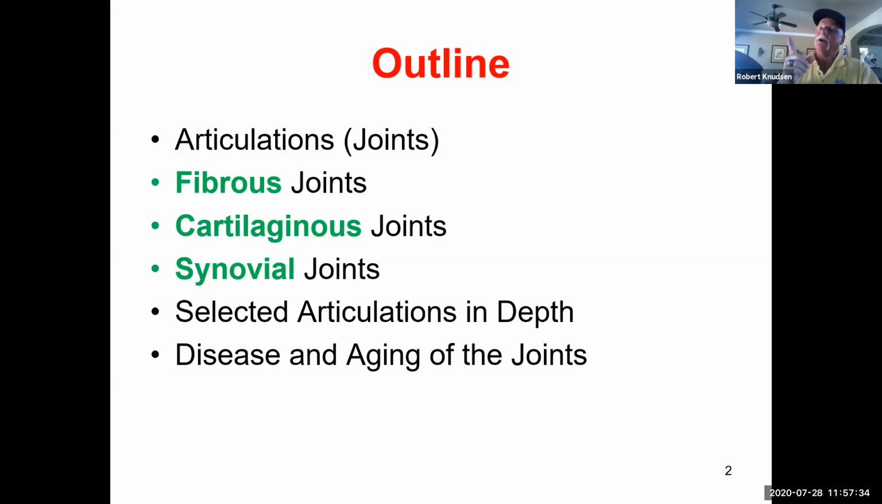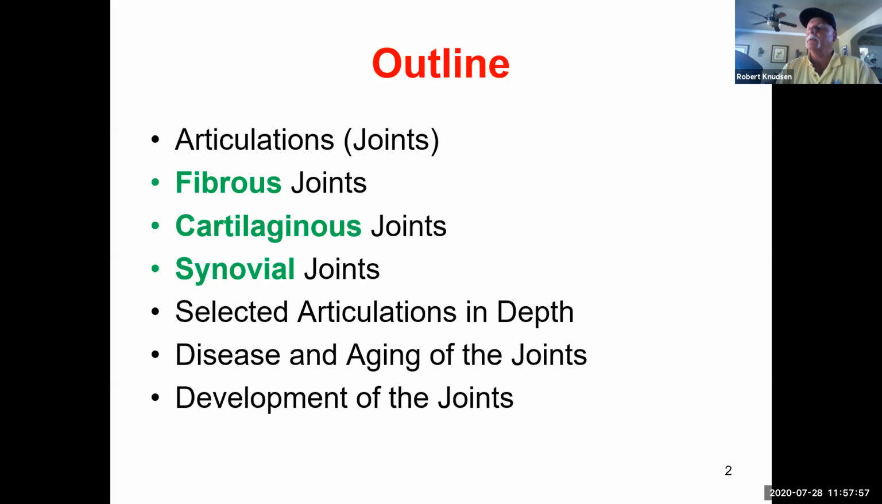Aging of joints, I'll talk about that because the human population is living much, much longer, and we're starting to see age-related problems. You've heard about arthritis. That's one of the huge ones. You have osteoarthritis and rheumatoid arthritis, so I'll talk about those. Development of the joints is embryology, and we'll not be doing anything with development of joints.